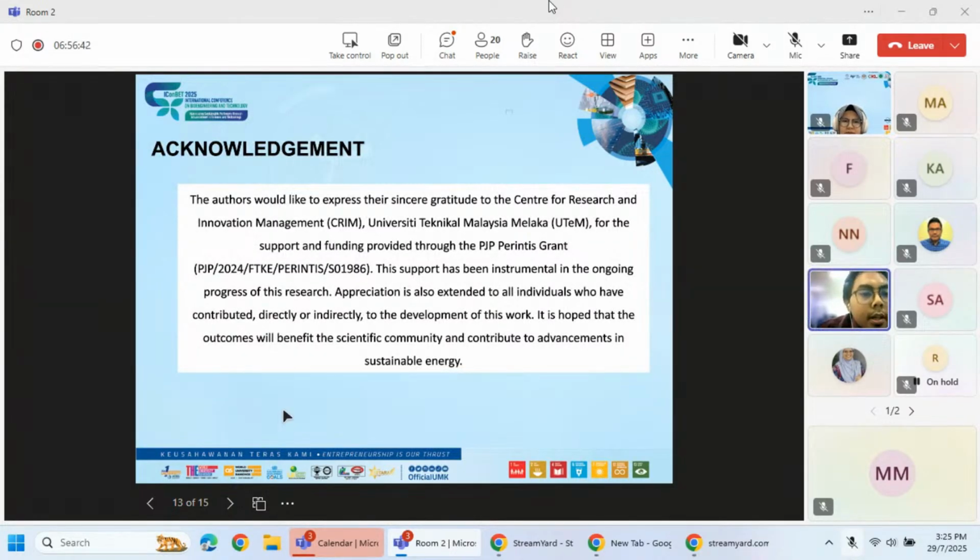So the acknowledgement, the author would like to express their sincere gratitude to the Center for Research and Innovation Management, CRIM, Universiti Malaysia Malacca, UTM, for supporting and funding provided through the PJP Perintis Grant. The support has been instrumental in the ongoing progress of the research. Appreciation is also extended to all individuals who have contributed directly or indirectly to the development of this work. It is hoped that the outcome will benefit the scientific community and contribute to advancement in sustainable energy.